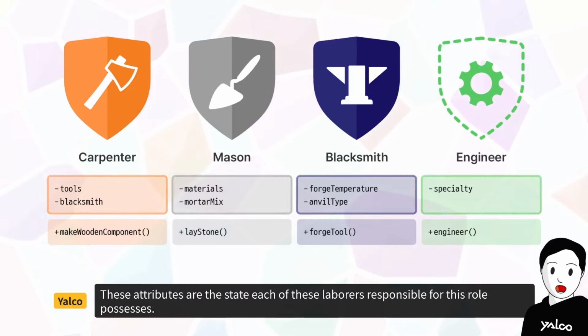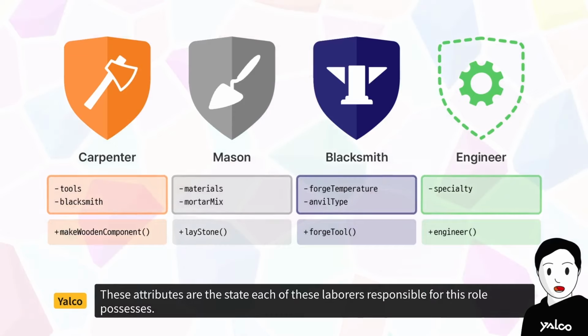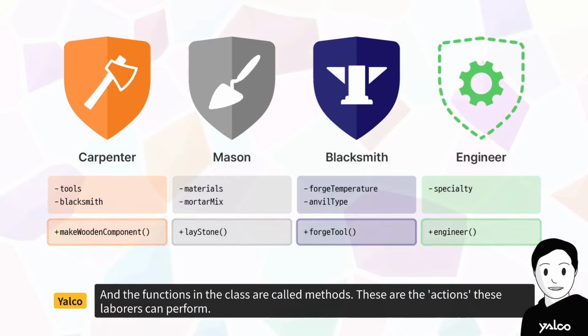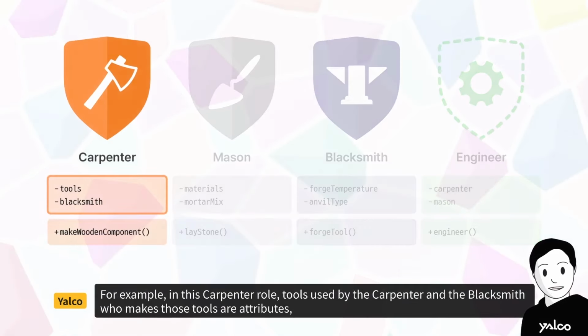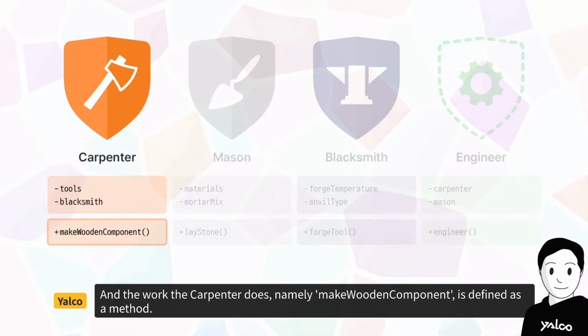These attributes are the state each of these laborers responsible for this role possesses. And the functions in the class are called methods. These are the actions these laborers can perform. For example, in this carpenter role, tools used by the carpenter and the blacksmith who makes those tools are attributes, and the work the carpenter does, namely make wooden component, is defined as a method.